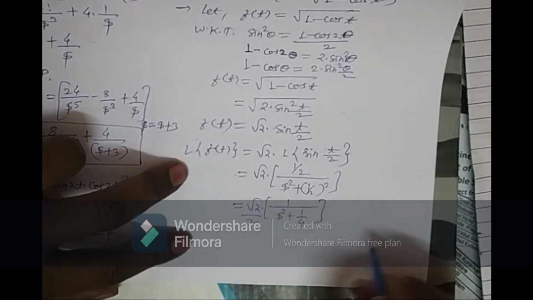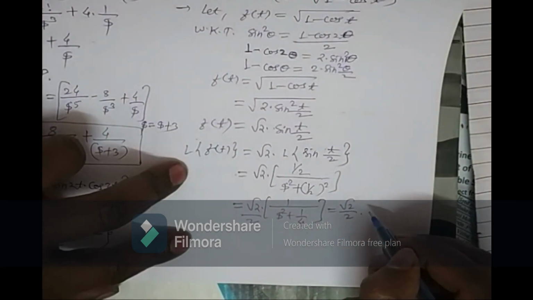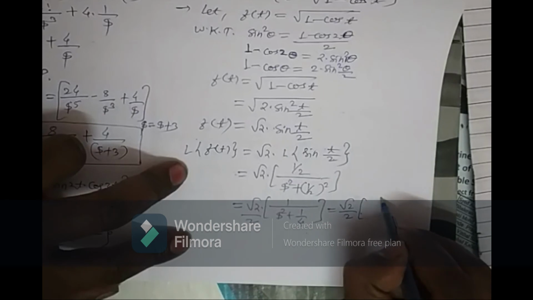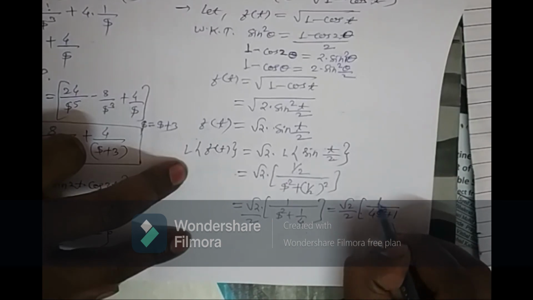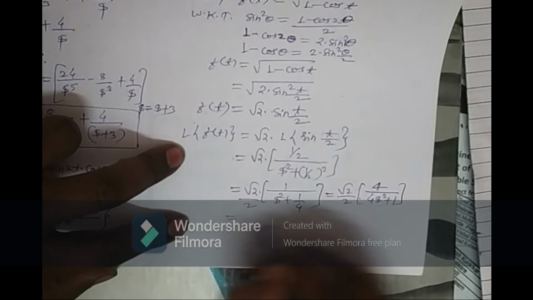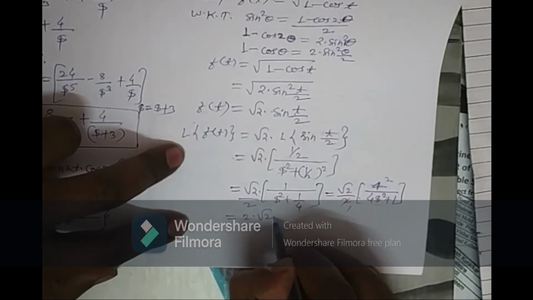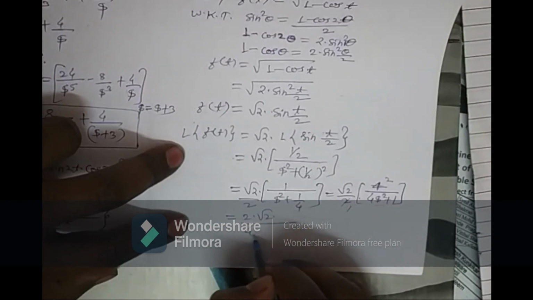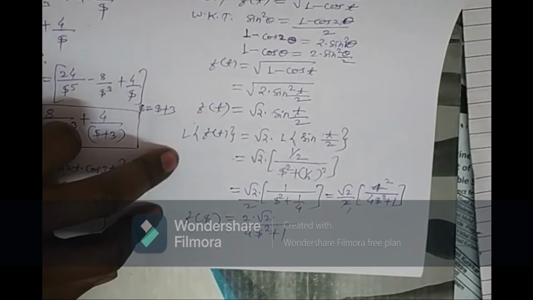If you simplify this again, what we get is root 2 upon 2 into bracket 1 upon, by cross multiplication, 4s square plus 1 upon 4. That 4 I can write here. So 2 1s are 2, 2 2s are 4. So 2 root 2 divided by 4s square plus 1. This is the value of F of s.